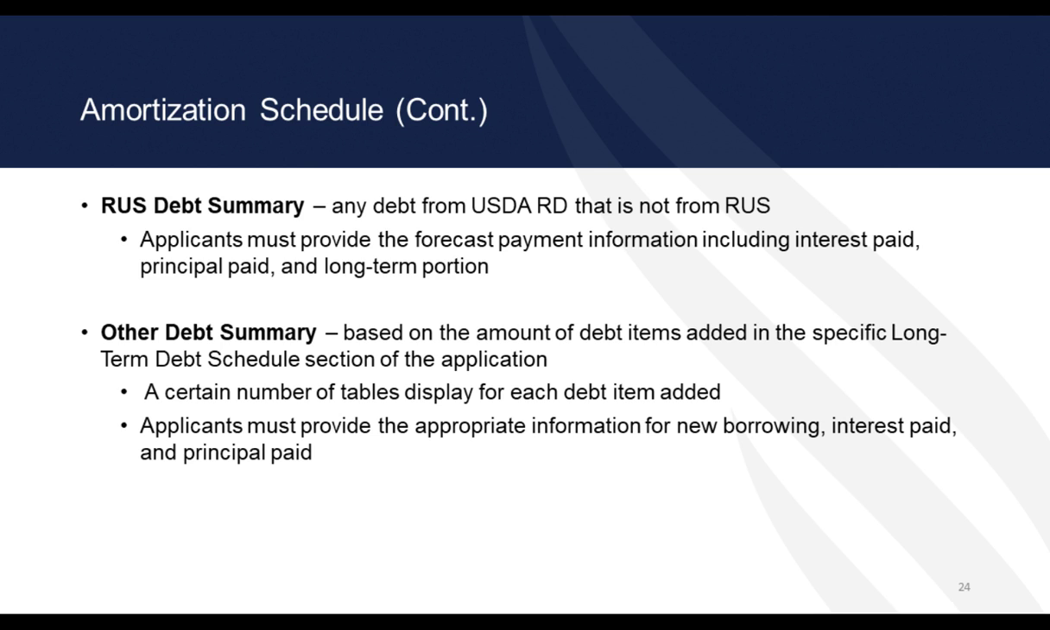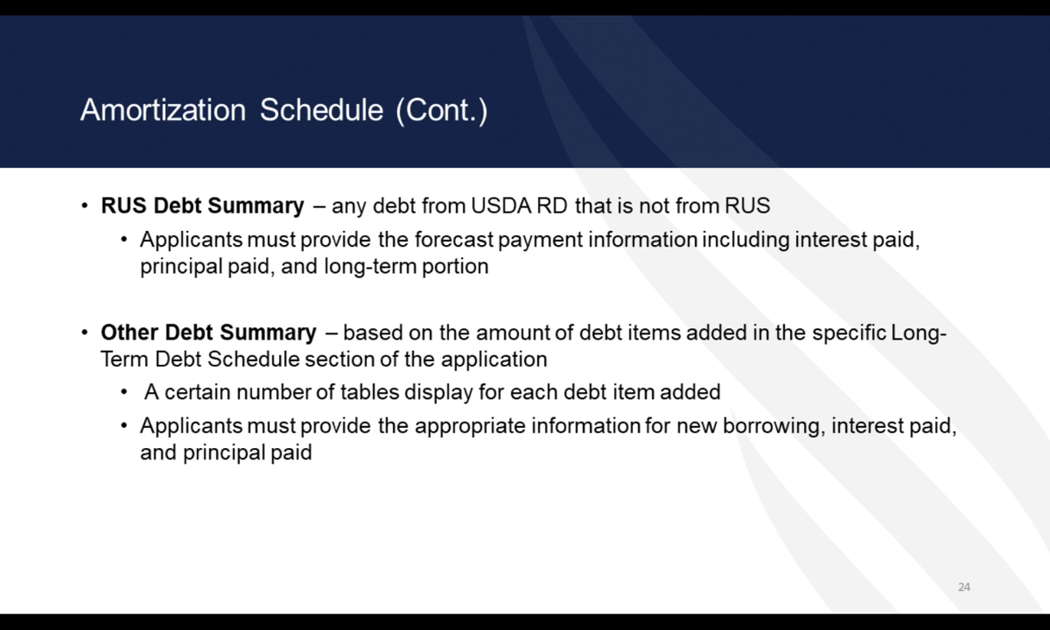And finally, debt summary. Based on the amount of debt items added in the specific long-term debt schedule section of the application, a certain number of tables display for each debt item added, as well as a summary table if there are more than one debt item. Applicants must provide the appropriate information for new borrowing, interest paid, and principal paid.